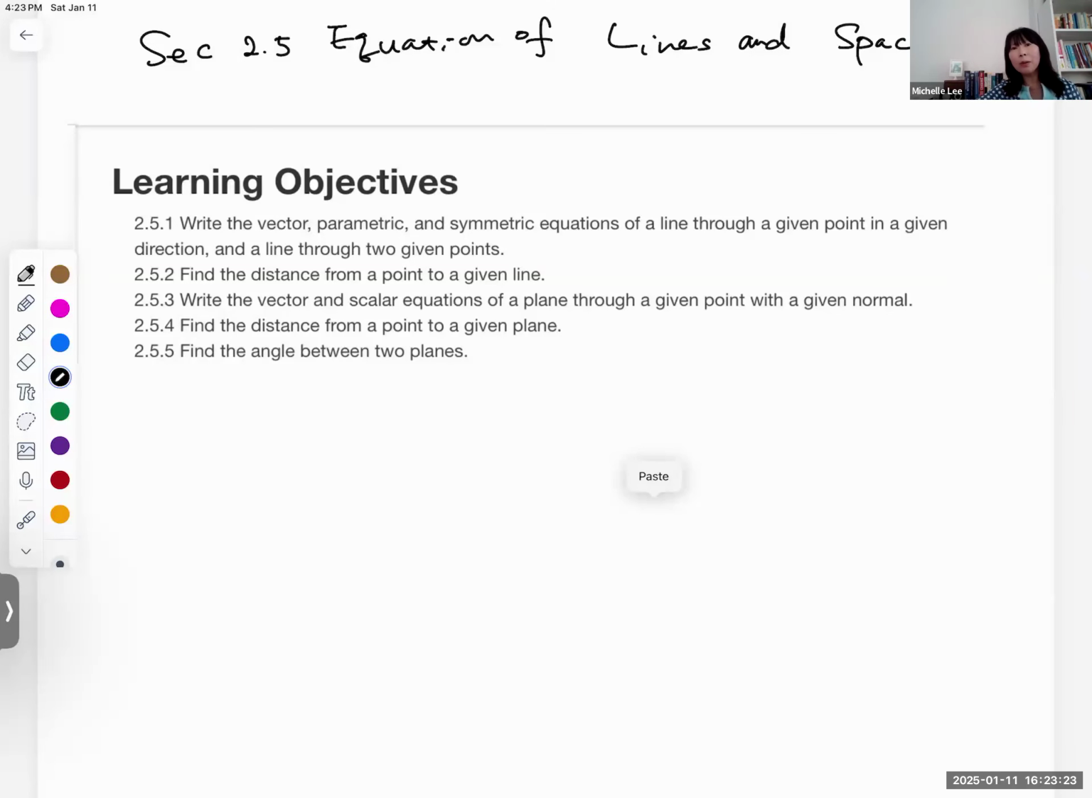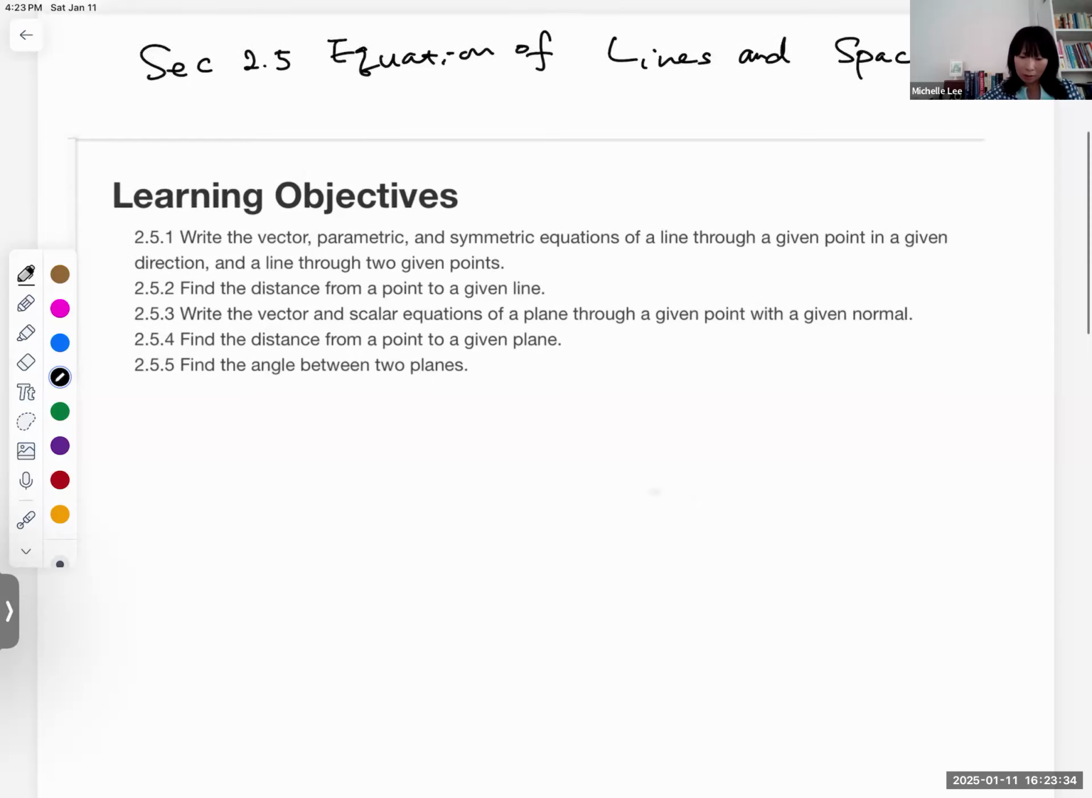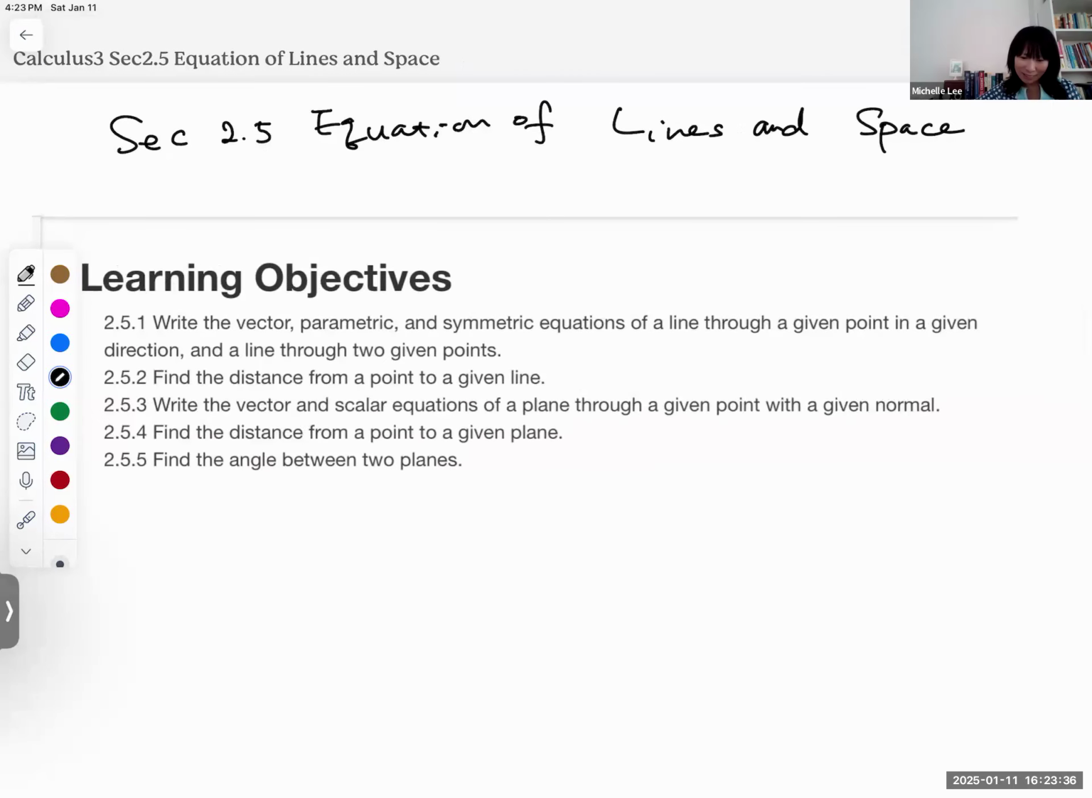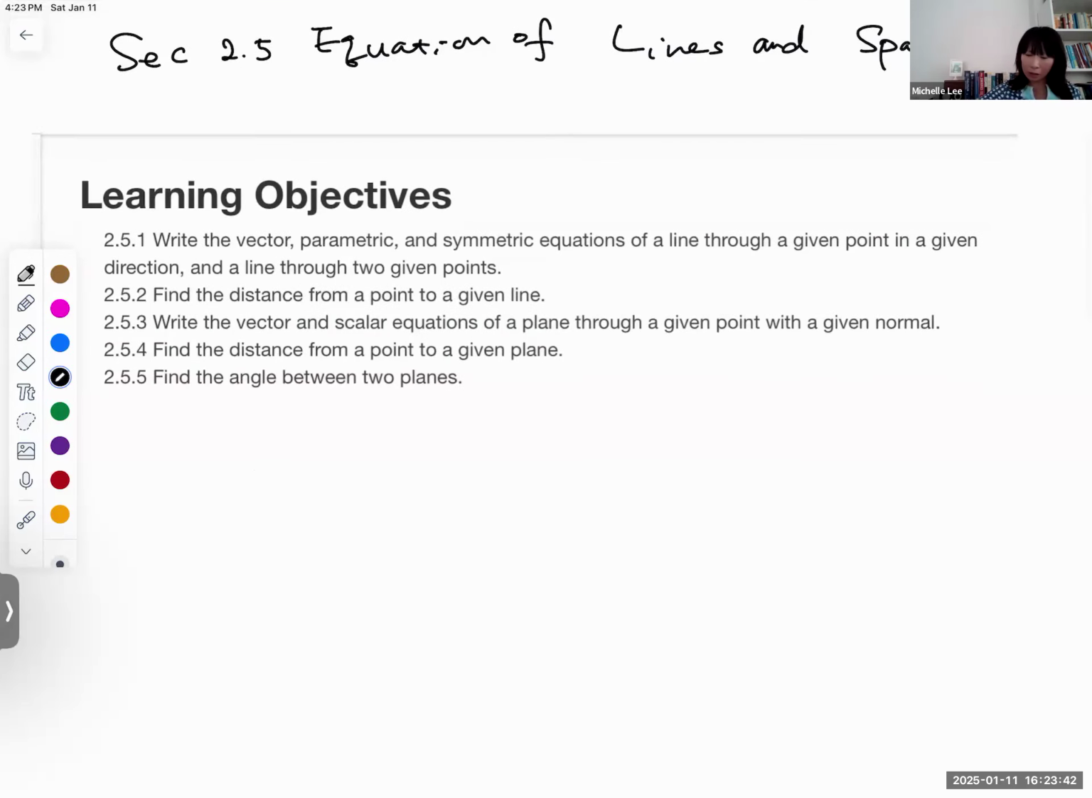Today we're going to learn 2.5, equations of lines in space. Last time we did vectors, right?